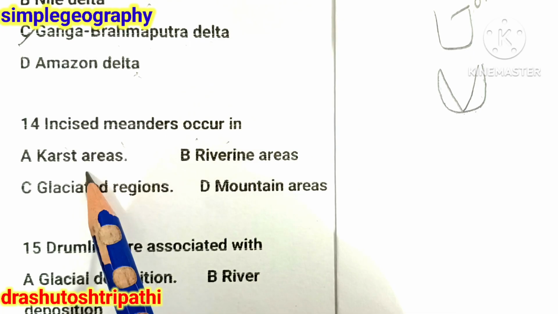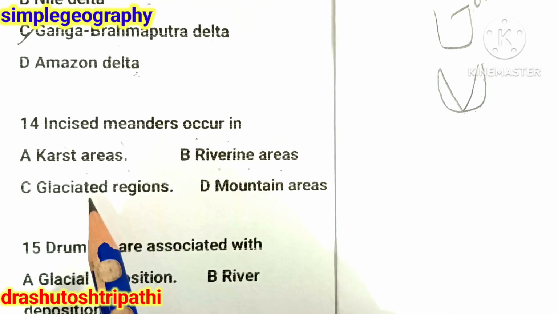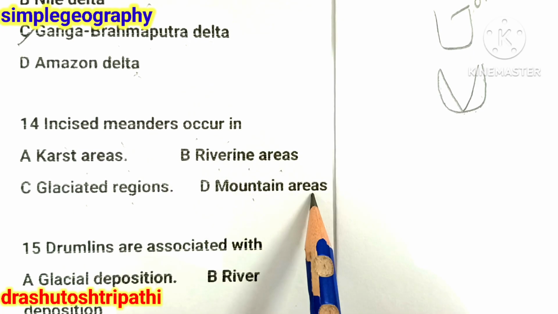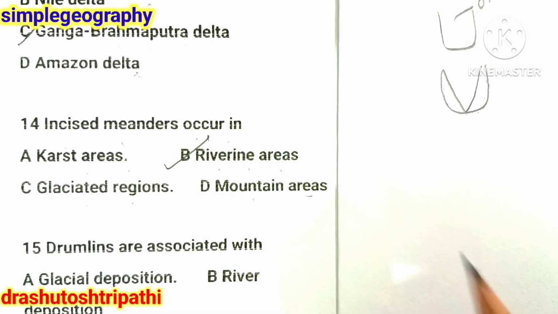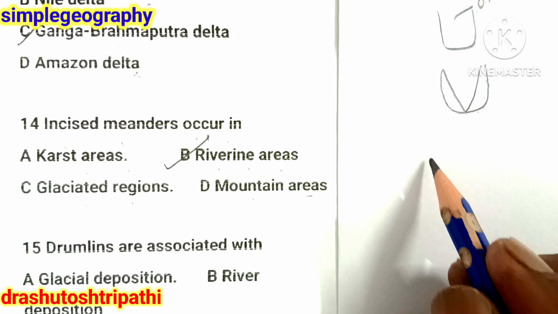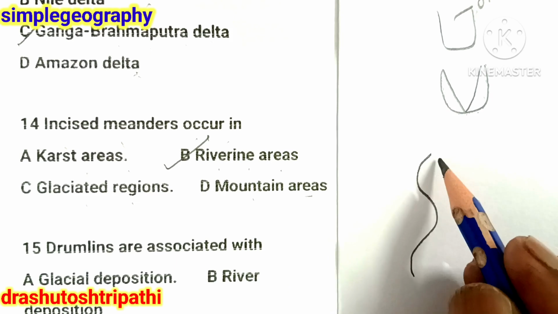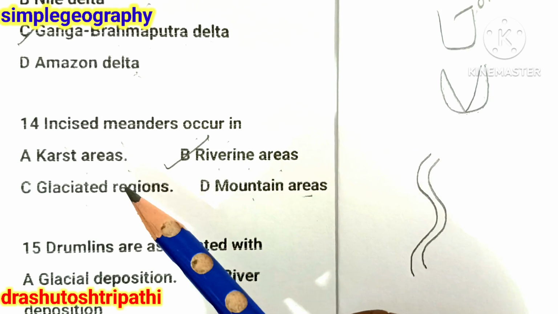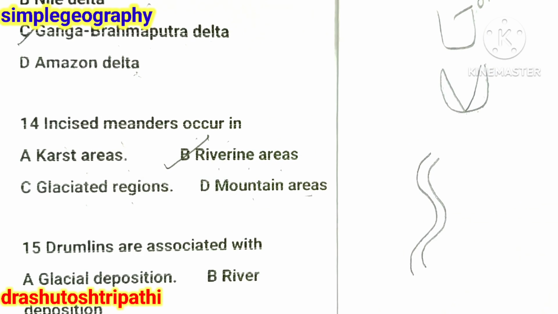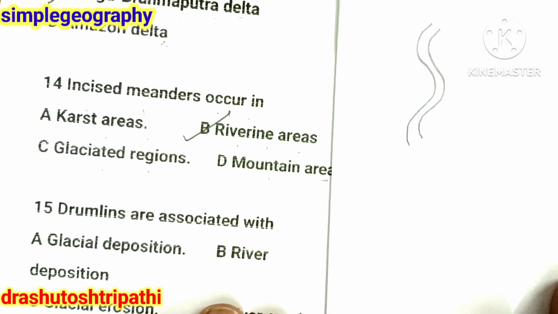Meanders occur in karst area, riverine area, glaciated area, or mountainous region. The answer is riverine region. What is a meander? The word meander comes from Turkey, where the river flows like that. That name is meander. Now the question is incised meander.